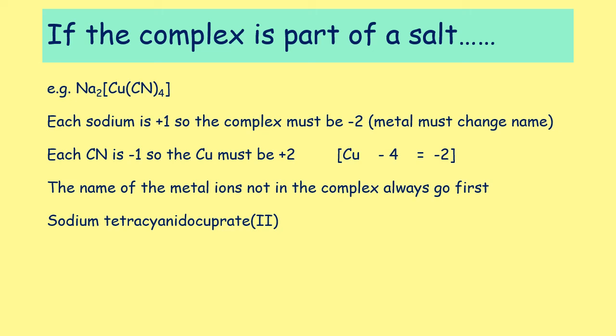Each cyanide is -1, so the copper must have a +2 charge, because copper -4 equals -2, so copper must be +2. Remember that the name of the metal ion, not in the complex, always goes first. So the positive ions always go before the negative ions. So it's sodium tetracyanido cuprate, because it's a negatively charged complex, 2.